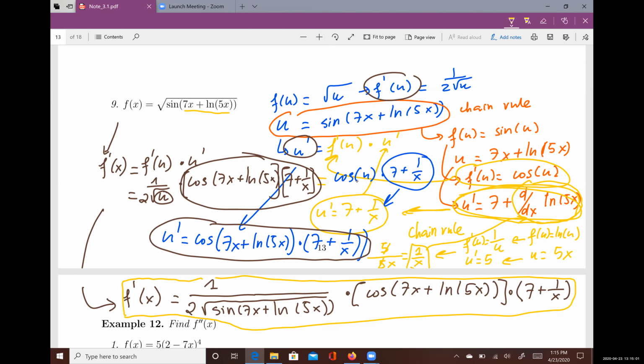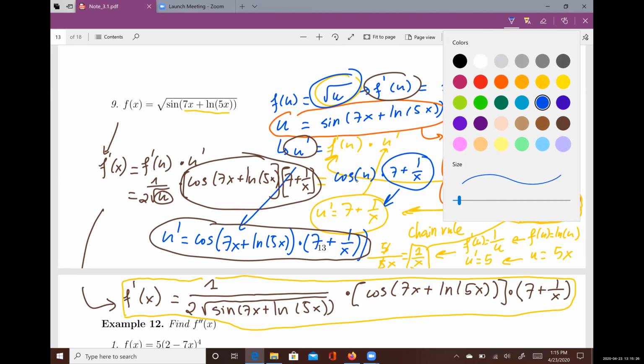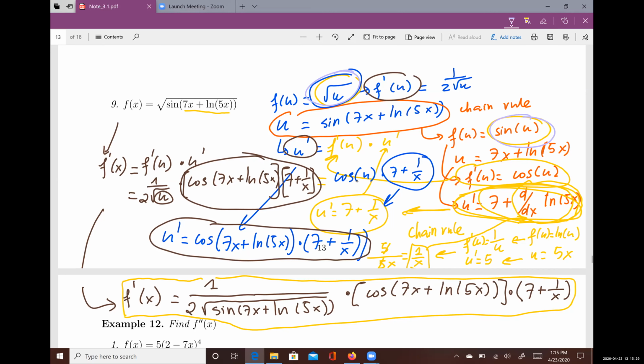So you can see the patterns, and you have three different functions. The first function is the square root of u. The second function is sine of u. And the last function that you found is 7x, right? And then natural log of 5x here. So there are three highlighted functions that you want to pay attention to. So use 1, 2, and 3. So you find the derivative of each of the functions in terms of u, and then you just multiply them together.